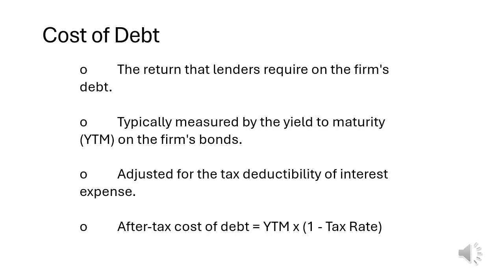However, the cost of debt is adjusted for the tax deductibility of interest expense, as interest payments reduce the firm's taxable income. The formula for calculating the after-tax cost of debt is: the after-tax cost of debt is equal to the yield to maturity, or YTM, multiplied by 1 minus the tax rate. After-tax cost of debt equals YTM times 1 minus tax rate.